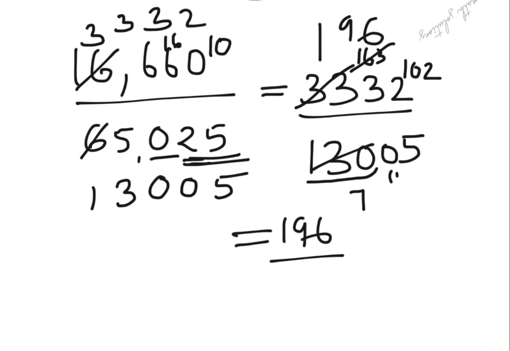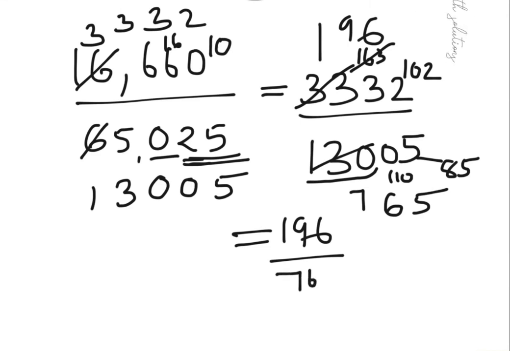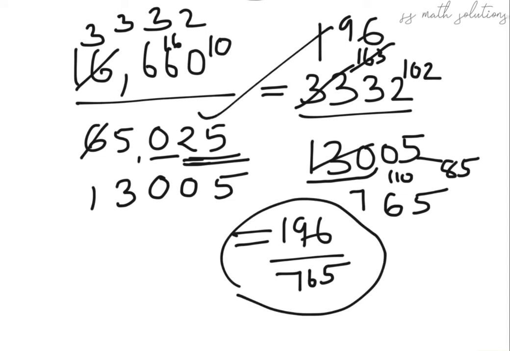So our number changes to 110. We know that 17 into 6 is 102, remainder 8 is there, so our number changes to 85. Obviously 17 into 5 is 85, so our number is 196 divided by 765. Obviously there are no common factors between this numerator and denominator, so the simplest form of the given number is 196 divided by 765. If there are no common factors, whether it is a big number or small number, don't worry, that is your final answer.